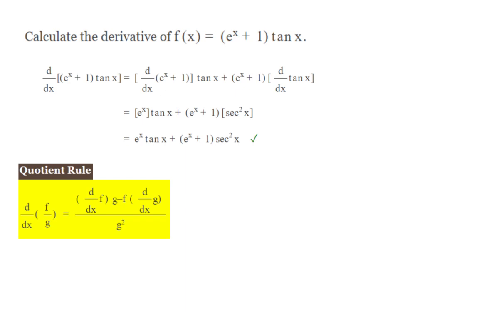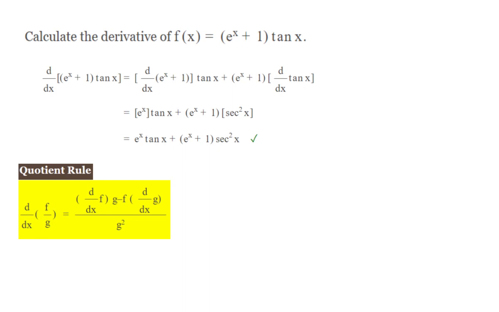Calculate the derivative of f of x is equal to e raised to x plus 1 into tan x. Since the function is the product of two separate functions, e raised to x plus 1 and tan x, we must use the product rule. Derivative of e raised to x plus 1 is e raised to x and derivative of tan x is sec square x.